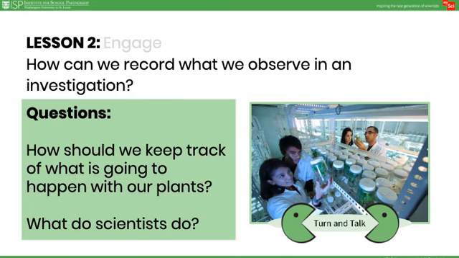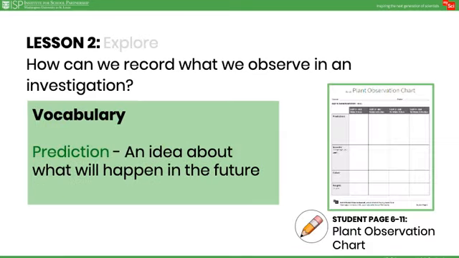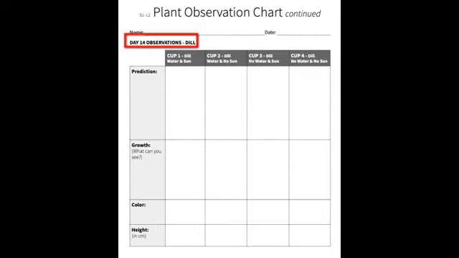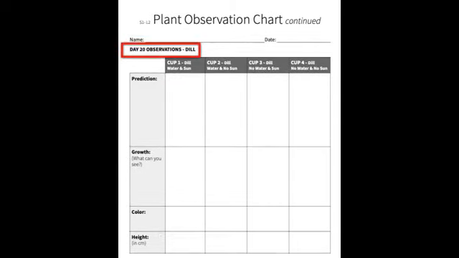In the Engage, discuss with students how scientists use charts to keep track of their experiments. In the Explore, direct students to the plant observation chart on student pages 6 through 11. This is where they will keep track of growth observations, color, and height of all the class plants. Note that they will be taking data 3 different times, on day 8, day 14, and day 20.